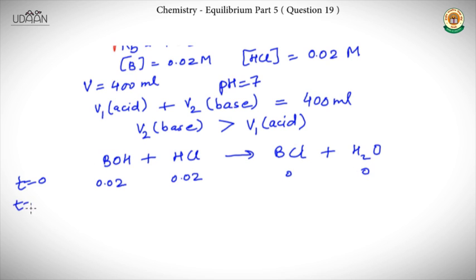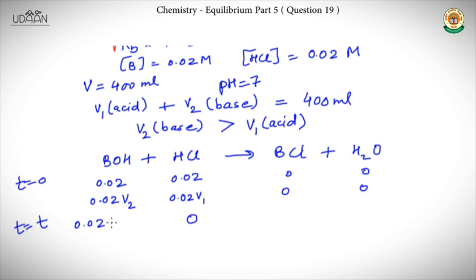At a certain instant of time t, since the amount of base is less than the acid, neutralization will take place. Initially, let's also talk about the number of moles. The number of moles are 0.02 into V2, 0.02 into V1, 0 and 0. Neutralization will take place at time t. Since the amount of base is less, this will be utilized completely.